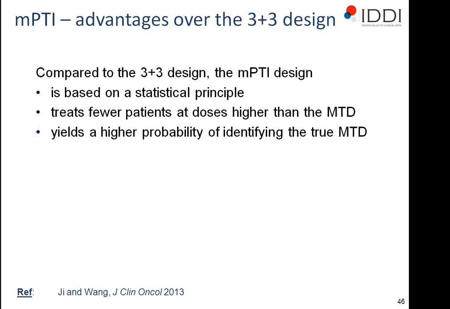So what are the advantages over the 3+3 design for this modified probability toxicity interval? Well, again, compared to the 3+3 design, the MPTI design is based on a statistical principle, which is a very good feature anyway. It treats fewer patients at doses higher than the MTD. So it means that it protects the patients from overly toxic doses, and it yields a higher probability of identifying the true MTD. So essentially, it is more efficient in the sense that you will reach your conclusion in more percentage of the cases.